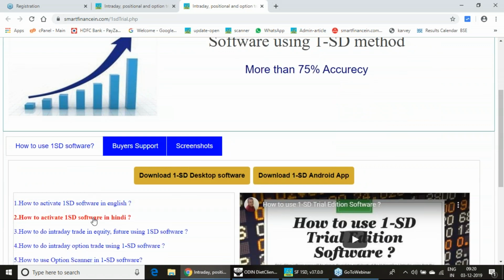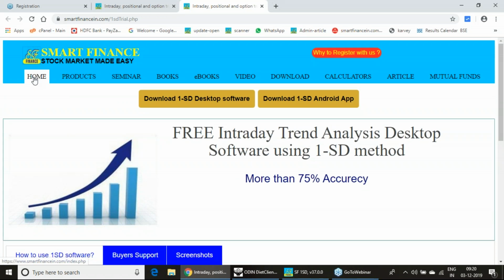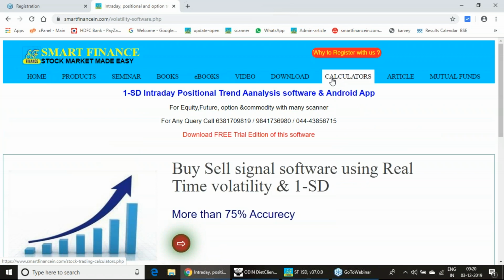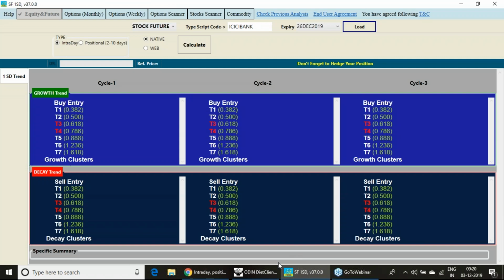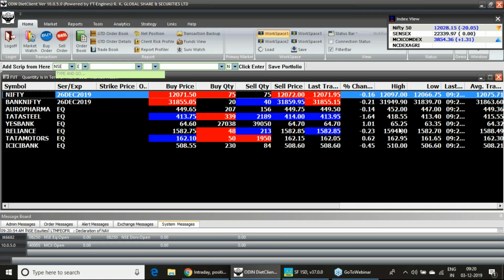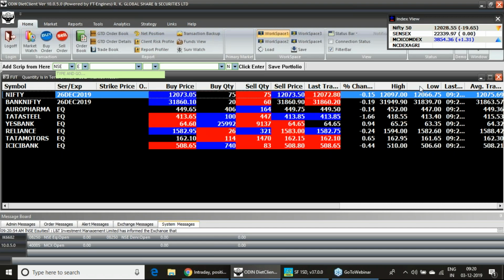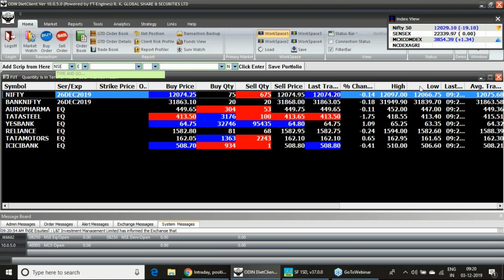Though we have given specific videos on how to activate the software, how to do intraday trade, how to use option scanners, all these things, this kind of live event also happens monthly once or twice, so that all can take the benefit. Those who are users or buyers of the software will understand how to trade using this software. Those who are non-buyers also can take the benefit of this particular event. So that is the objective of today's event.